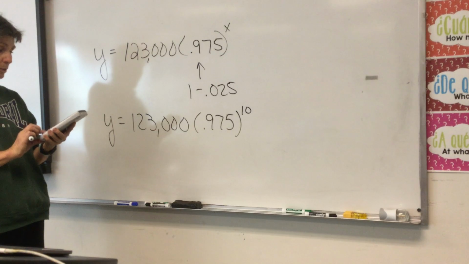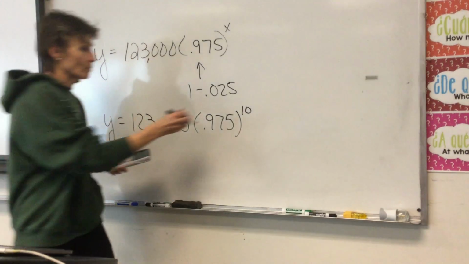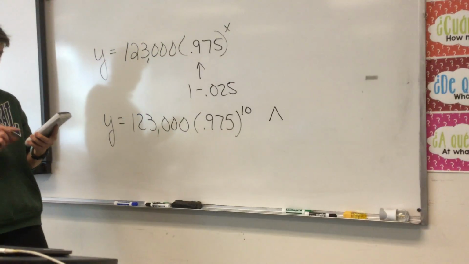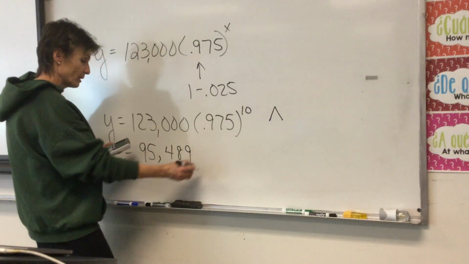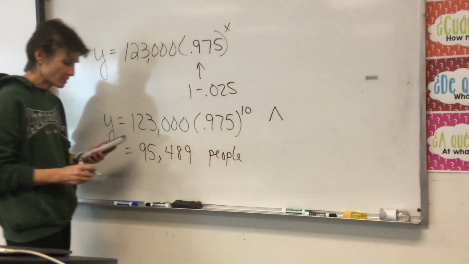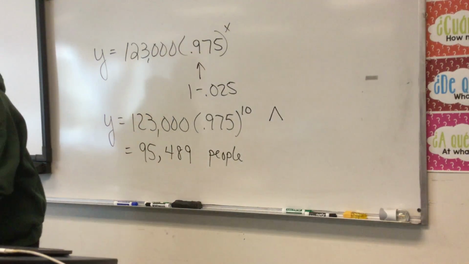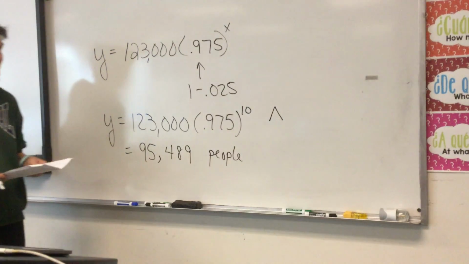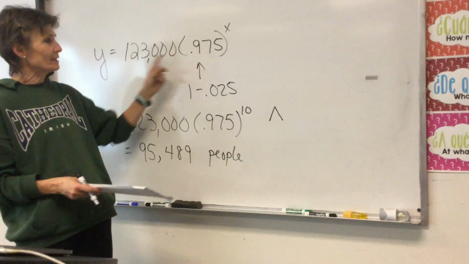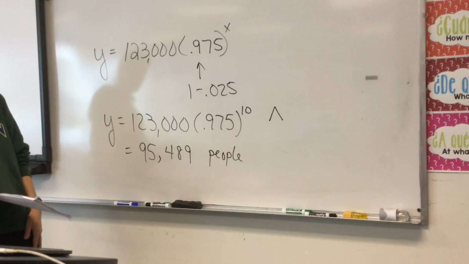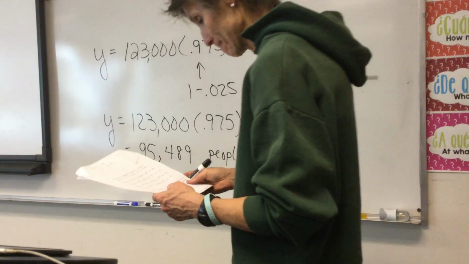So then I'll just get out my calculator and I will type this in. 123000 times 0.975 raised to the 10th. Remember, this is the button that you use to raise. And this is population, so please don't put a decimal on it. We're going to say, rounding off to the nearest whole person, would be 95,489. So while it's a word problem, really, it's just exactly like all of the other ones that we did. Everybody get 95,000? Okay.